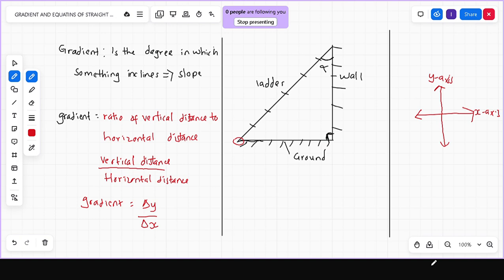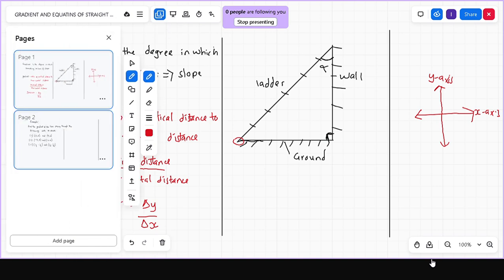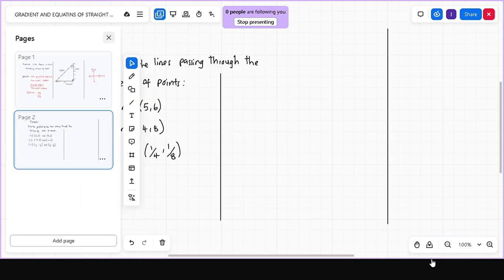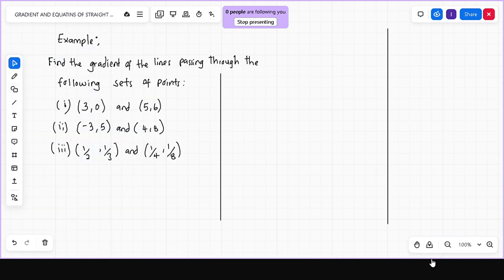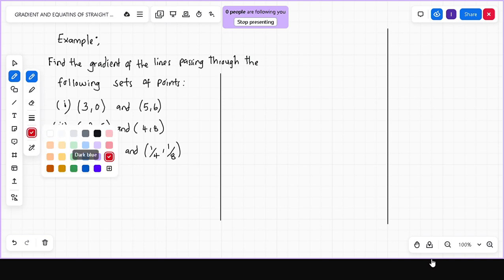Now let us do an example. Find the gradient of the lines passing through the following sets of points, as displayed on the screen. The first set of points is (3, 0) and (5, 6). This 3 represents the x coordinate and 0 represents the y coordinate. This 5 represents the x coordinate and 6 represents the y coordinate.